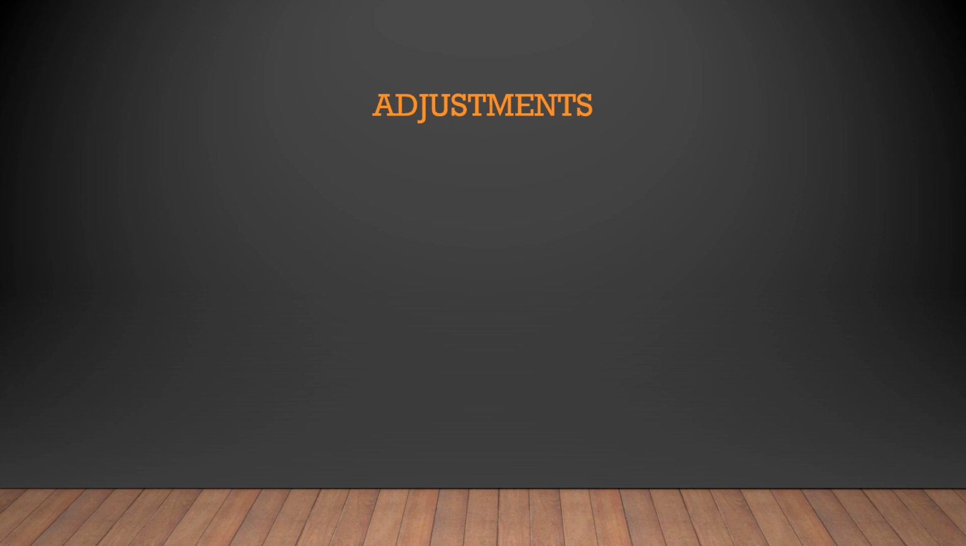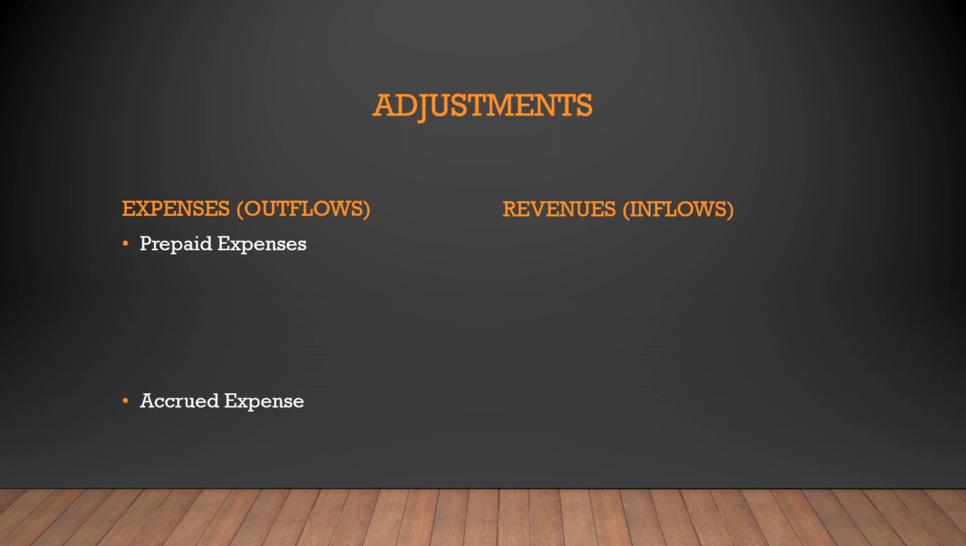Sometimes our accounting equation may change without such an interaction. For this reason, we have our adjusting entries. Adjustments are made for changes in equity, namely from expenses, or equity outflows, and revenues, or equity inflows. Among our adjustments for expenses, we have prepaid and accrued expenses. For revenues, we have unearned and accrued revenues. Let's go over these individually.